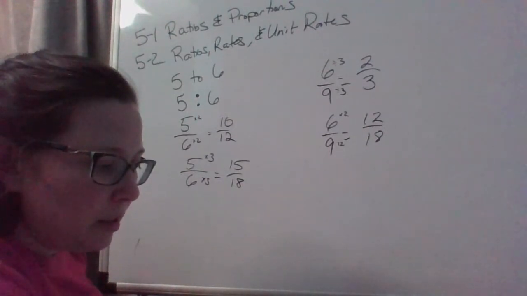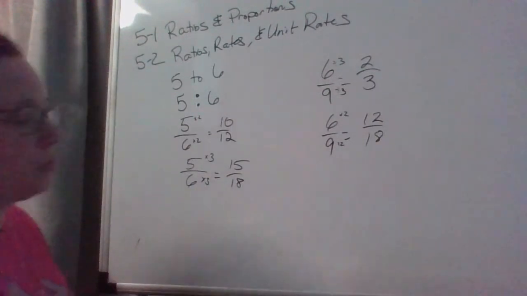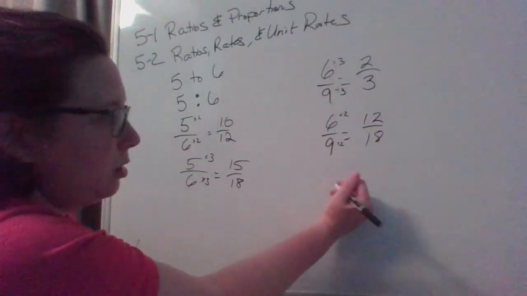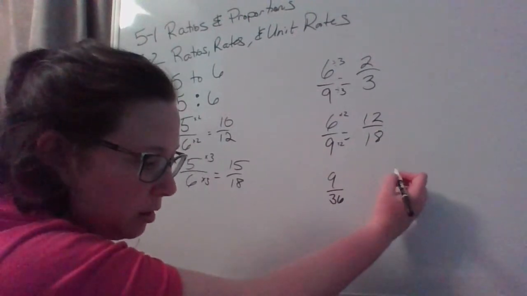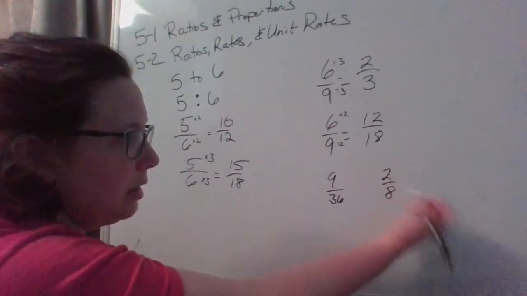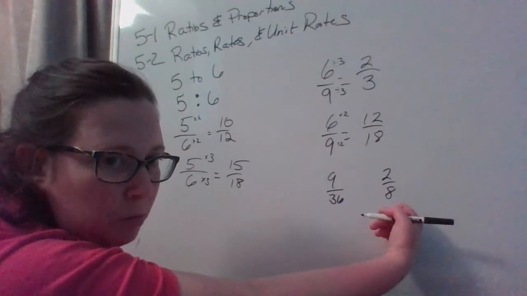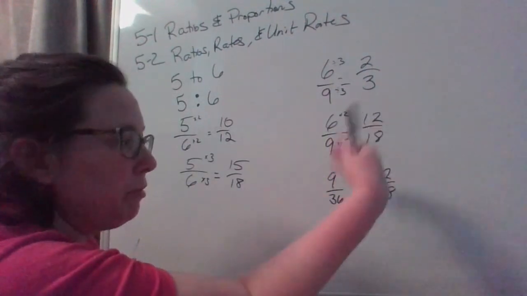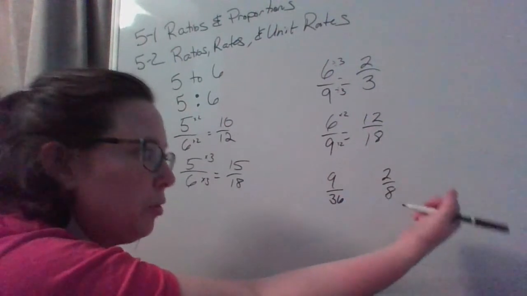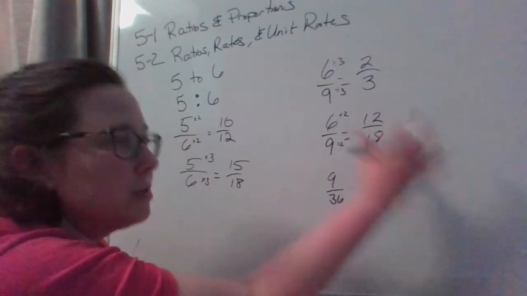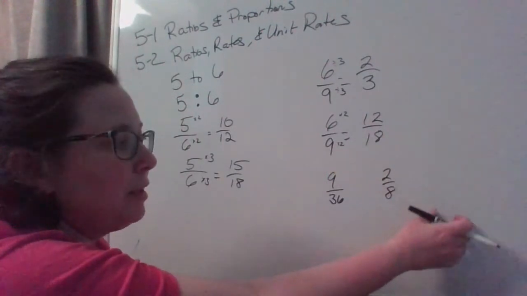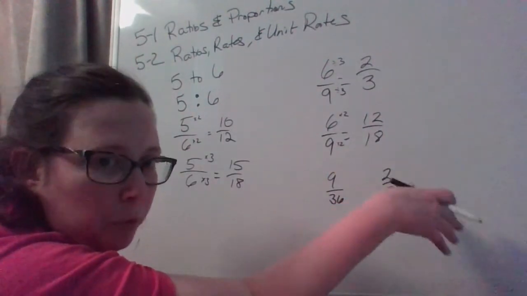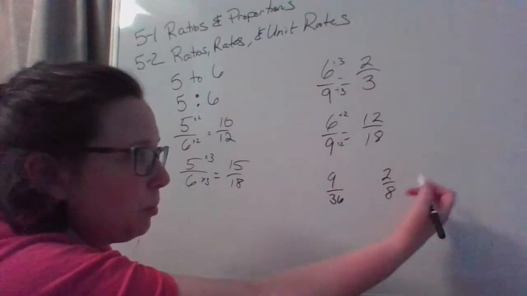The next example says simplify to tell whether the ratios form a proportion. So they give us 2 ratios here, 9 to 36 and 2 to 8. And they ask us to figure out if those are proportional by reducing them. If we reduce both to the simplest form, so pretend they're fractions, reduce them to the simplest form. If we get the same ratio for both, then we know they're proportional. If not, they're not proportional.